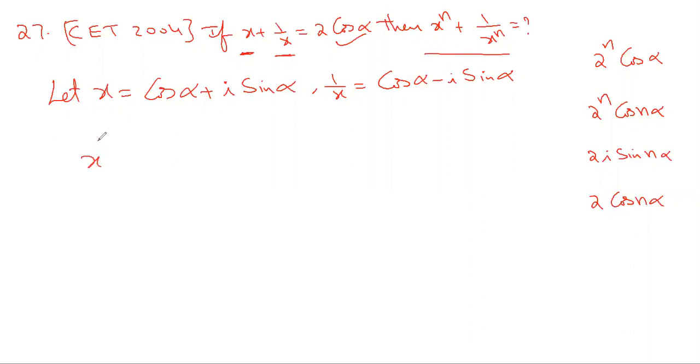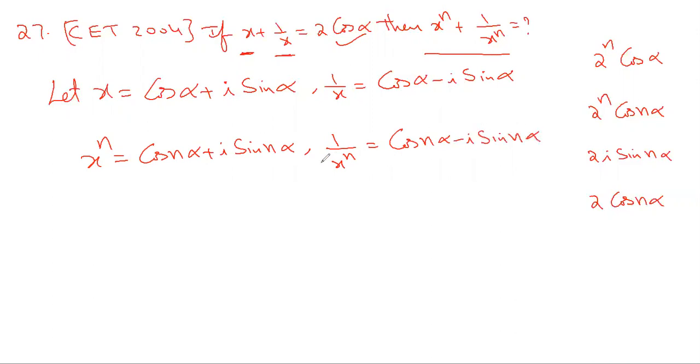So directly x power n, using De Moivre's theorem, cos alpha plus i sin alpha whole power n will be cos n alpha plus i sin n alpha. And 1 by x power n, so cos alpha minus i sin alpha whole power n will be cos n alpha minus i sin n alpha. And when you add these two, obviously the i sin n alpha will get cancelled, and you get 2 times cos n alpha, and that is this. And the formula we used is De Moivre's theorem.